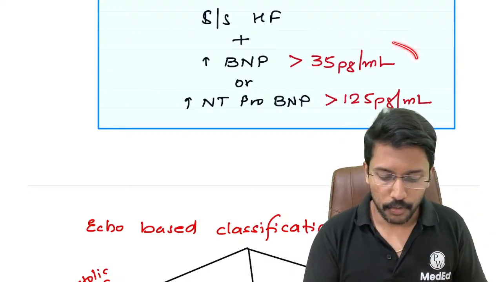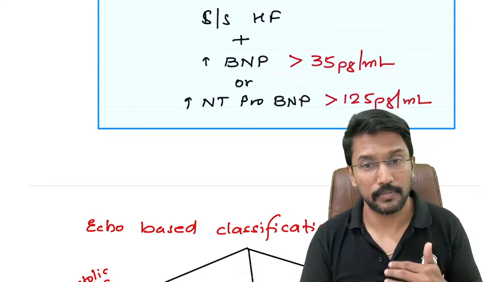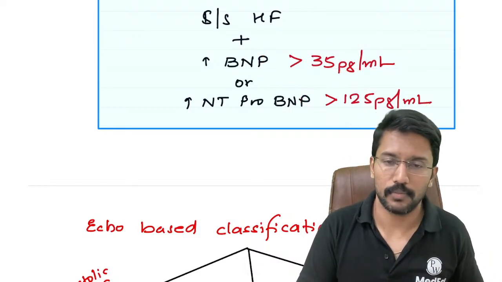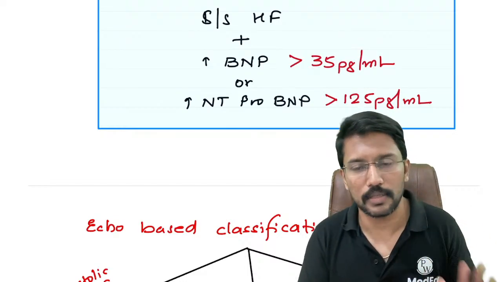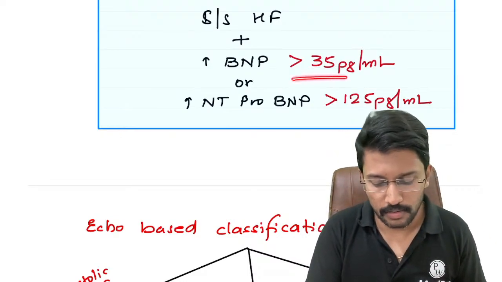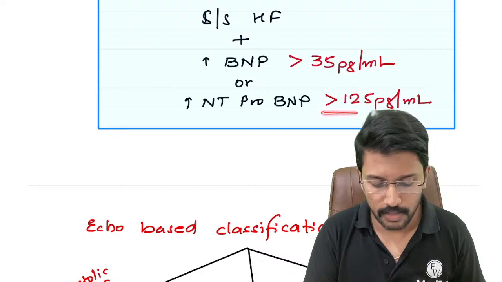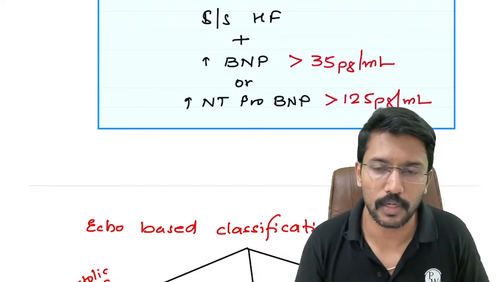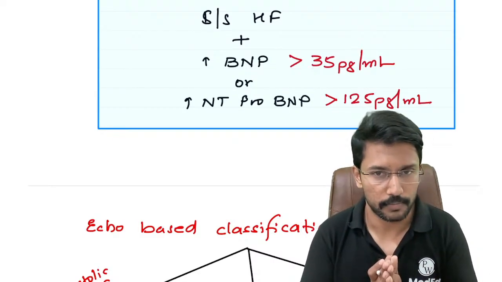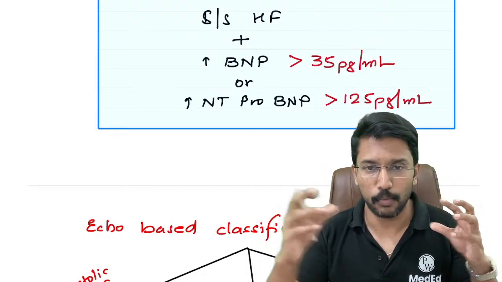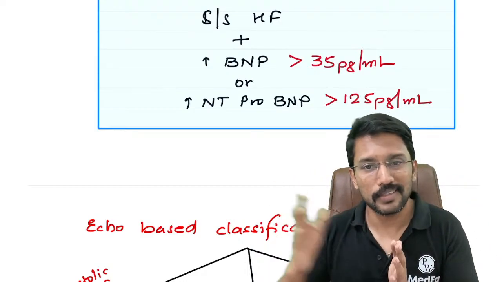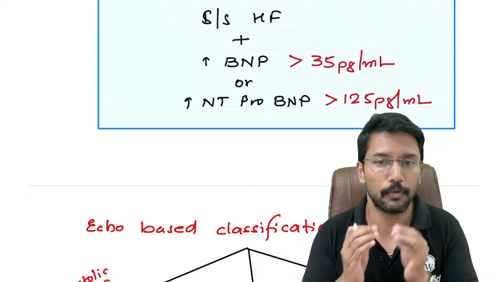Here specifically, I want you to remember these numbers. Generally, I am against remembering numbers because there are so many numbers in medicine, you can't remember everything. But these two numbers I want you to remember. BNP more than 35 picograms per ml and NT-proBNP more than 125 picograms per ml means you have heart failure. Once we have diagnosed heart failure based on signs and symptoms and the positive biomarkers, for further management, we need to know which type of heart failure it is.